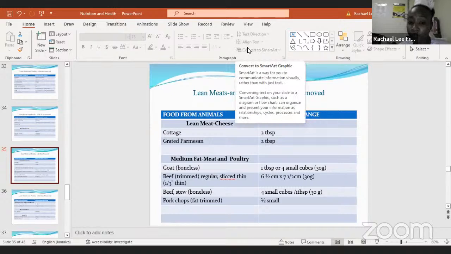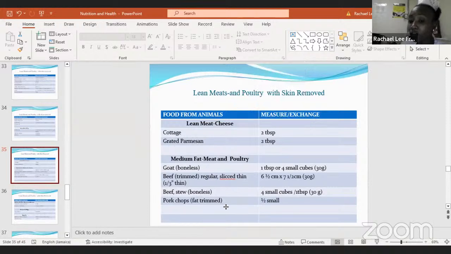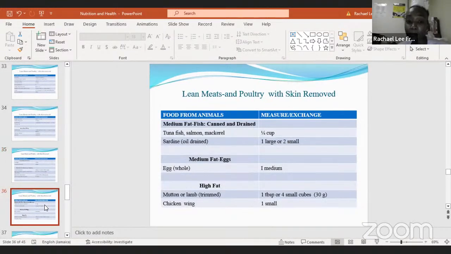If you're having your pork chops, it says it's always good to trim the fat, and it says a half small. We have some persons who really like the fatty part of the pork. That is really not healthy for us at all, because that is the part that contains the highest amount of fat.